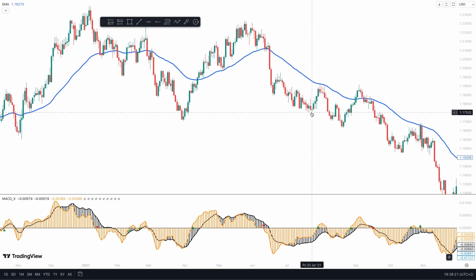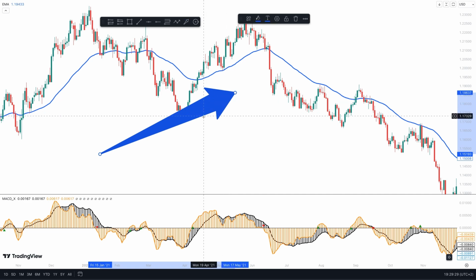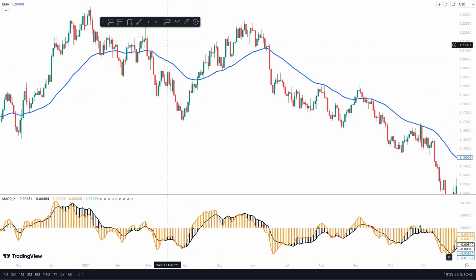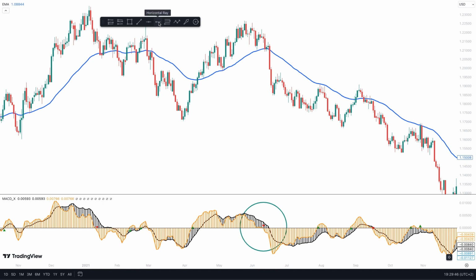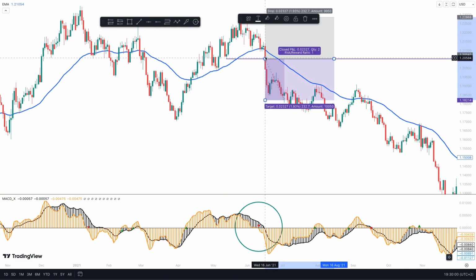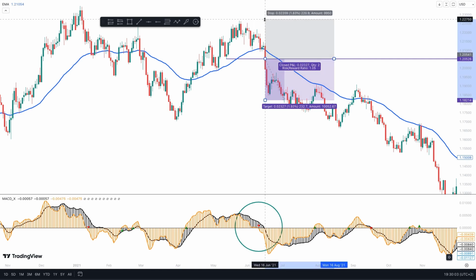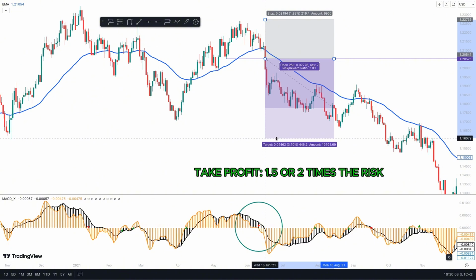Now, let's talk about the rules for a short position. First, we have to identify an uptrend, so we want to see the price above the 50 exponential moving average. Once the market begins to reverse, we wait for a sell signal from the double MACD indicator. Then we only have to draw a line at the most recent low. When the price breaks below this recent low, we can place our sell order. The stop-loss order can be placed at the previous high and the take profit at 1.5 or 2 times the risk.